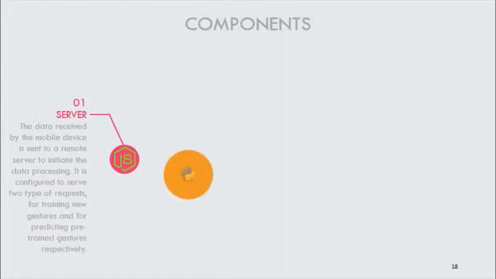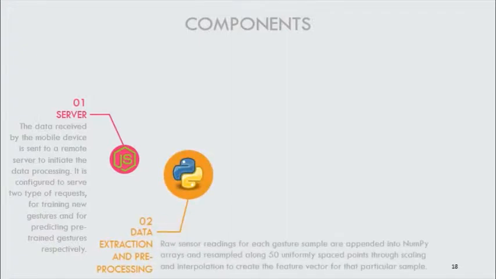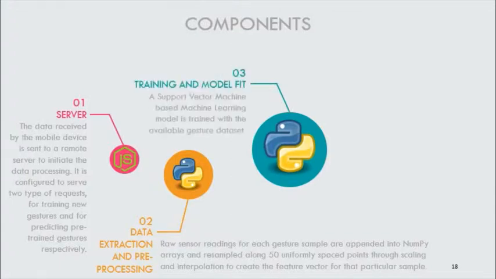The second part is the data extraction and pre-processing. Raw sensor readings for each gesture sample are appended into NumPy arrays and resampled along 50 uniformly spaced points through scaling and interpolation to create the feature vector for that particular sample. Training and model fit. A support vector machine-based machine learning model is trained with the available gesture dataset.